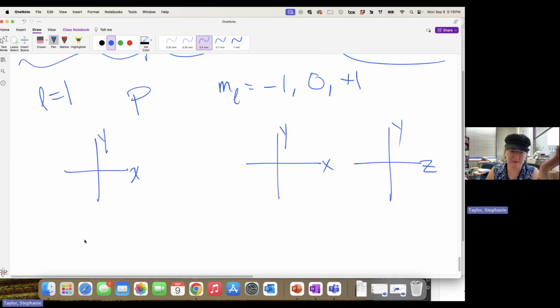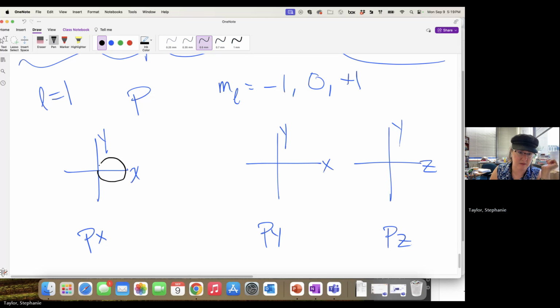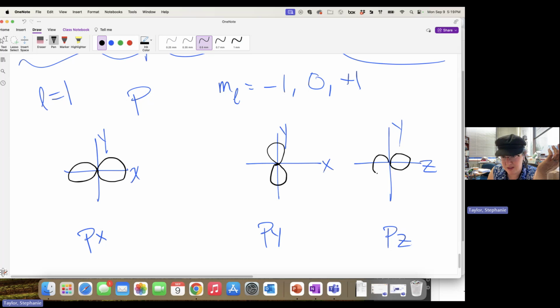So I should have a PX, a PY, and a PZ orbital. My PX is just going to be centered on the x-axis, like that. That's my PX. My PY, centered on the y. Yeah, I'm basically drawing a figure 8. PZ should be on the Z axis. You can also get fancier and draw them as basically two circles that are supposed to be the same size but have a little gap in between them. All of these are fine.